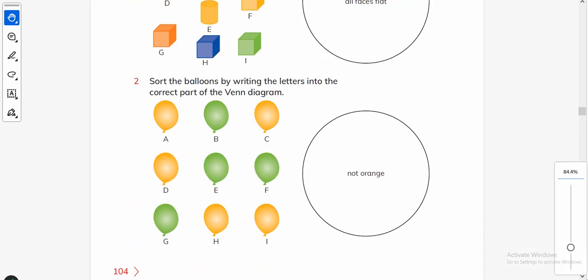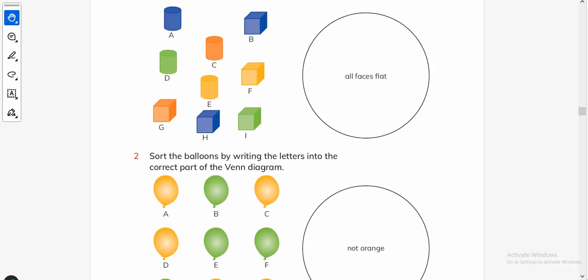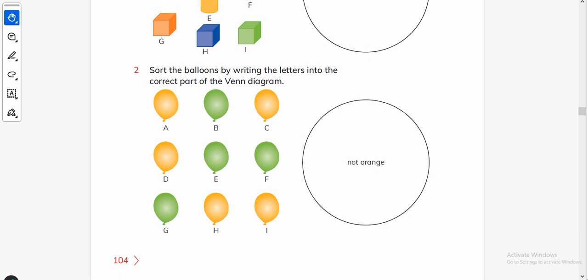You can ask the students, if I change the label, will I change the letters as well? Make different questions to your students so that they can give different answers.